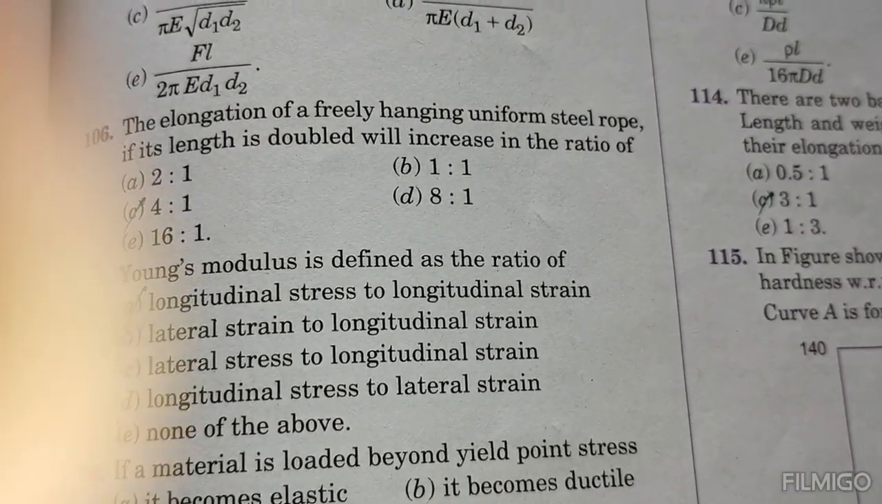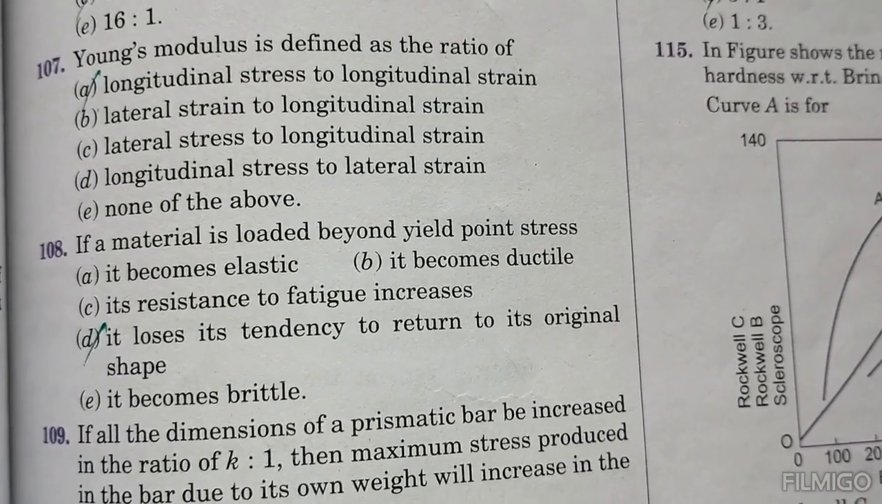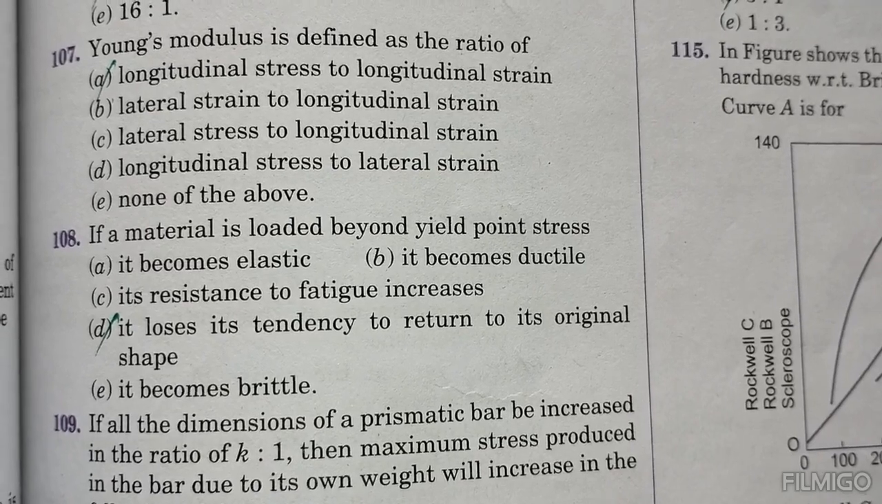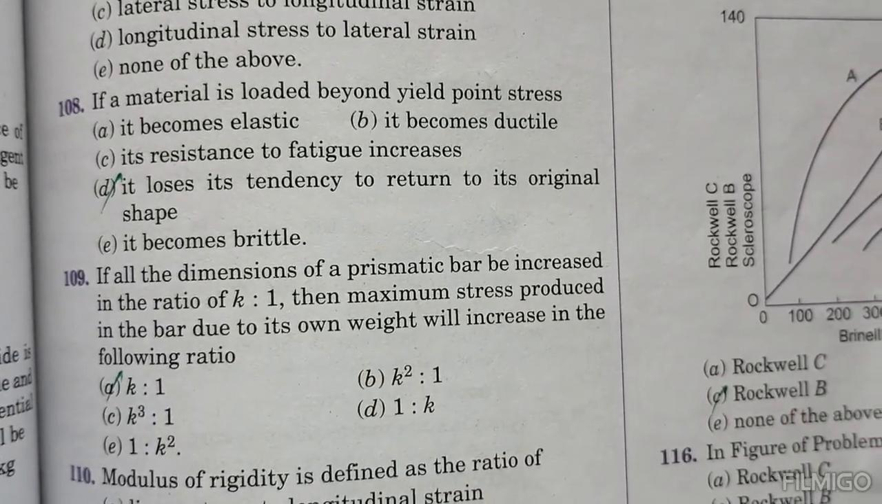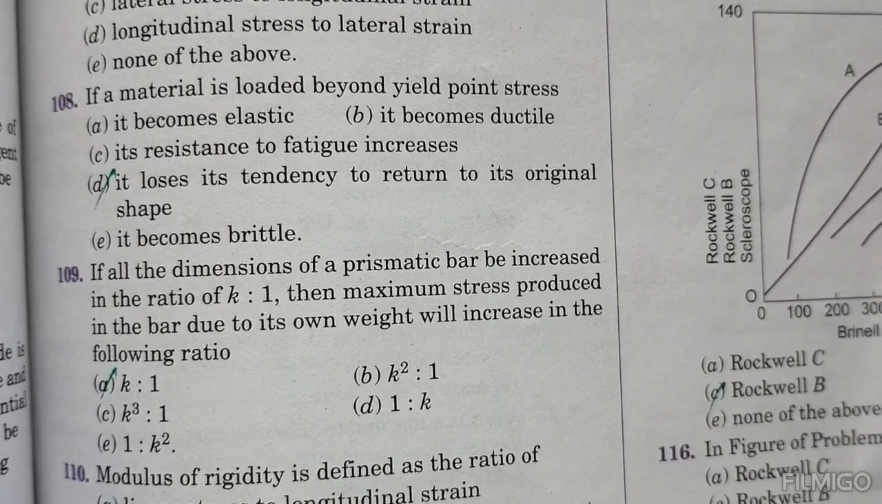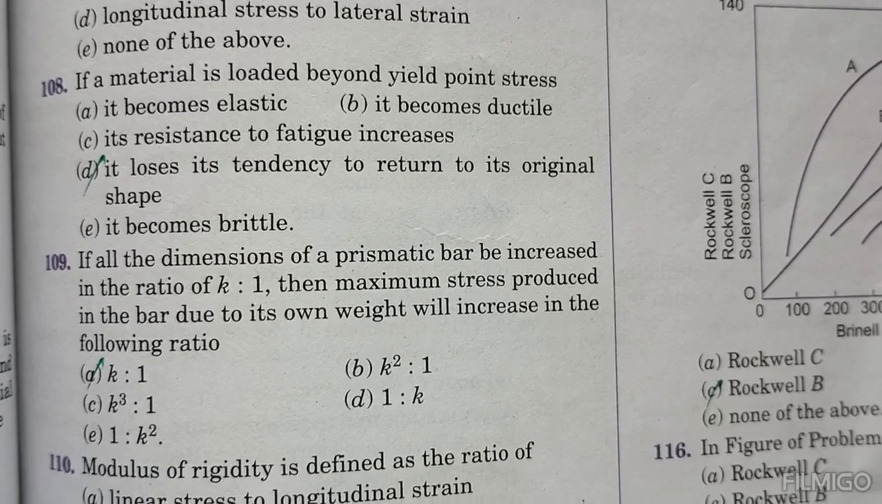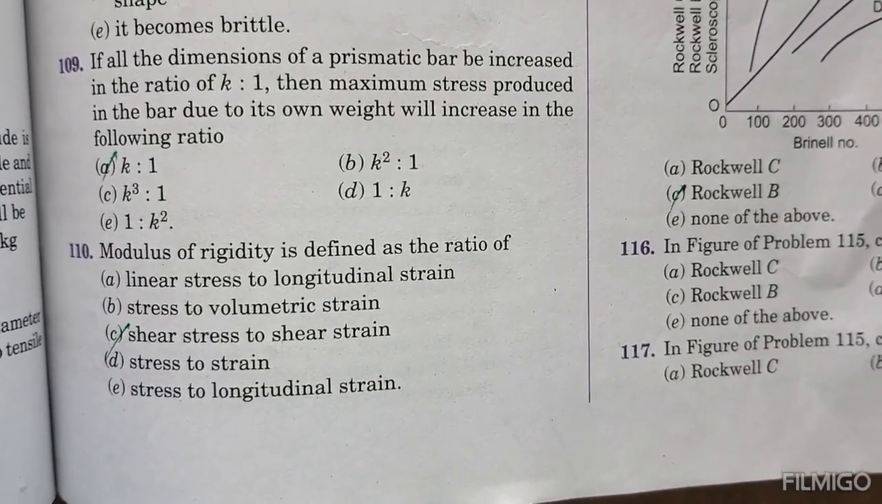Young's modulus is defined as the ratio of longitudinal stress to longitudinal strain. If the material is loaded beyond yield point stress, it loses its elasticity. If all dimensions of a prismatic bar are increased in the ratio of k:1, the maximum stress induced in the bar due to its own weight increases in the ratio k:1. Modulus of rigidity is defined as the ratio of shear stress to shear strain.